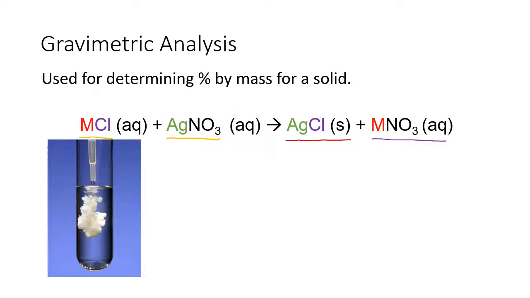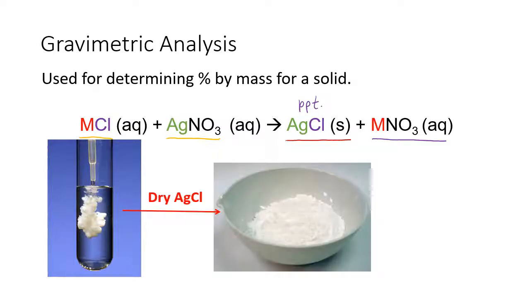So what this would look like is we would start with a clear and colorless solution, and as soon as we add the silver nitrate, we would start seeing a white solid precipitate out. That white solid precipitate is that silver chloride. If we were to filter that off and then separate it and dry it, that would be our solid silver chloride.